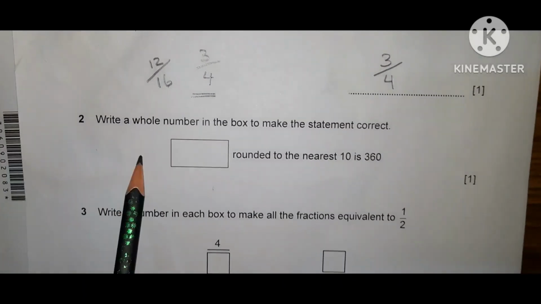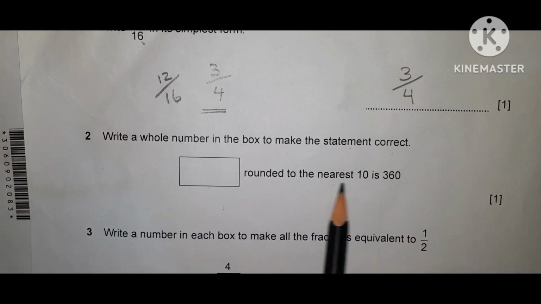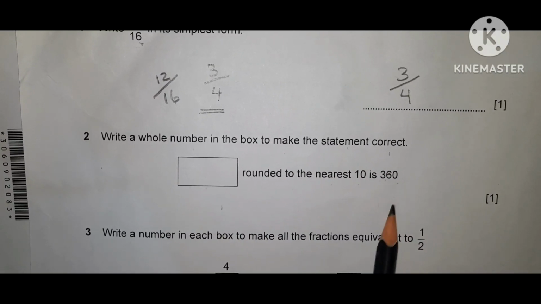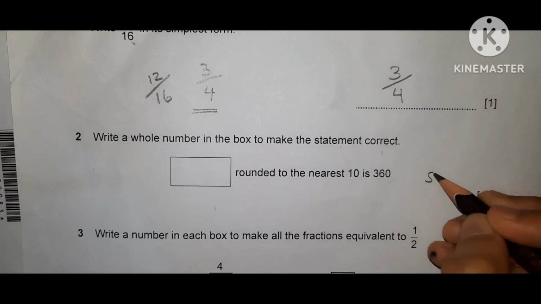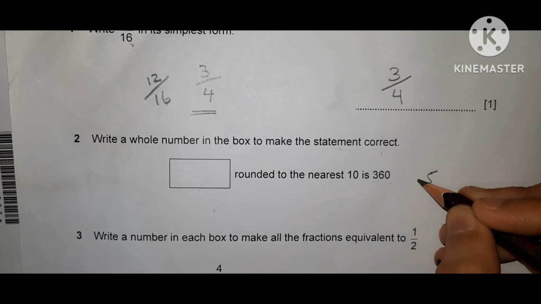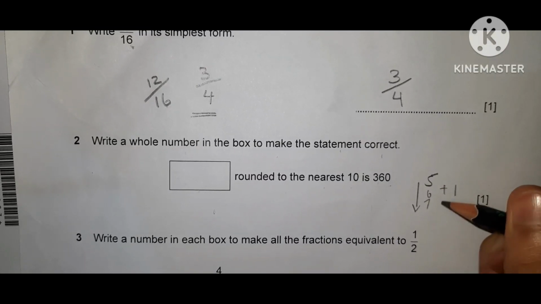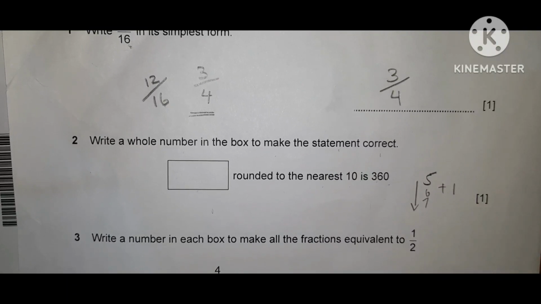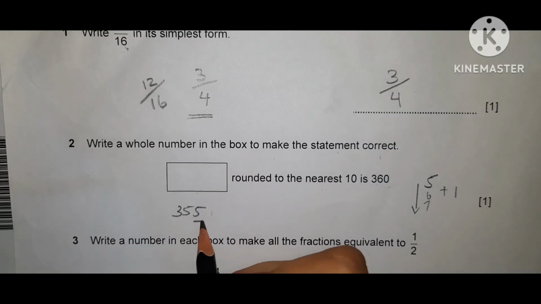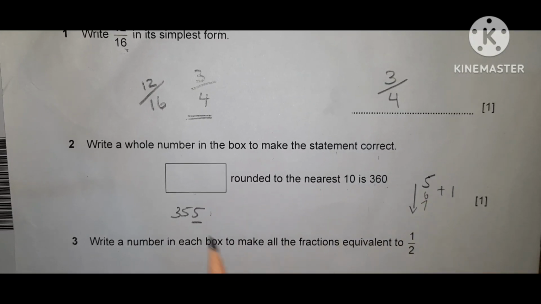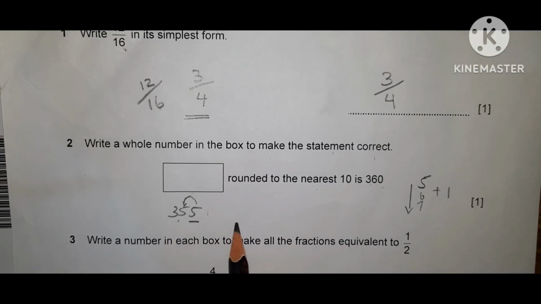Number 2. Write a whole number in the box to make the statement correct. Dash rounded to the nearest 10 is 360. Now over here you know that if a number is 5 and below 6, 7, you'll add a 1. But if it's not, then you don't add anything. So over here if you have 355, 5 it's equal to 5, so you'll add a 1, so it becomes 360.